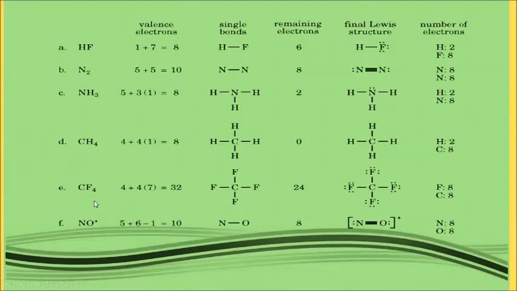Like this, carbon tetrafluoride. When you are taking 1 carbon, it is having 4 valence electrons, plus fluorine is having 7 electrons, and there are 4 of them. So 4 into 7, and the total becomes 32 electrons. When you make the single bonds between carbon and fluorine, how many electrons are remaining? 8 are gone. So a total of 24 electrons are remaining.